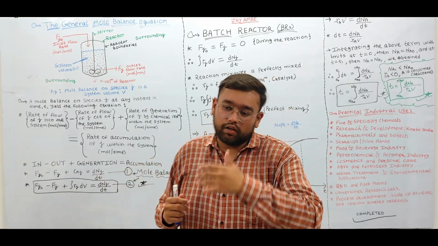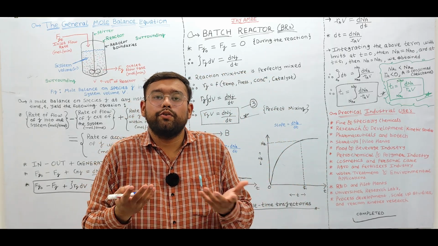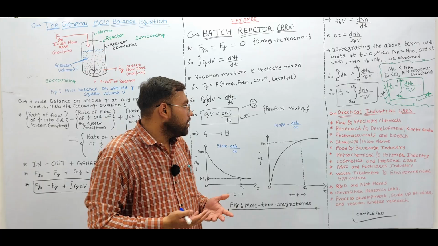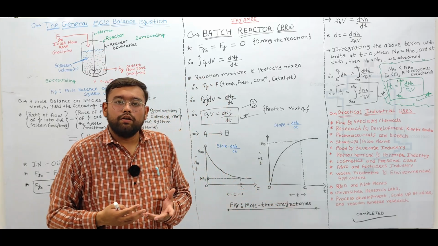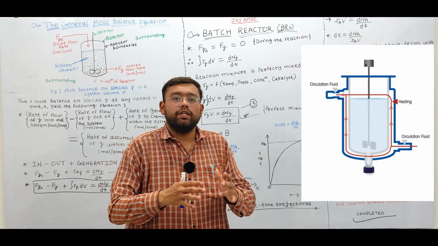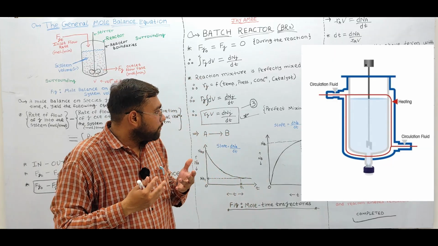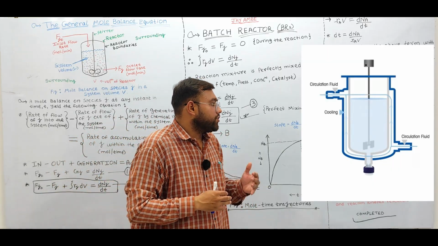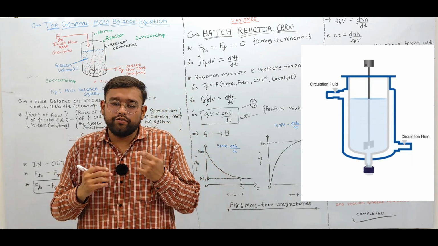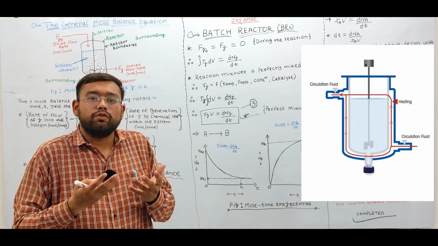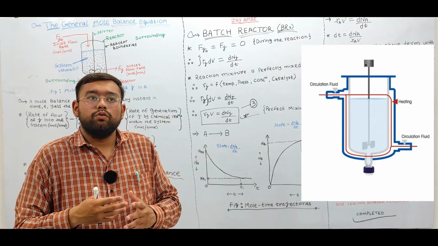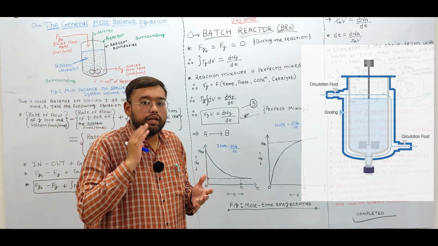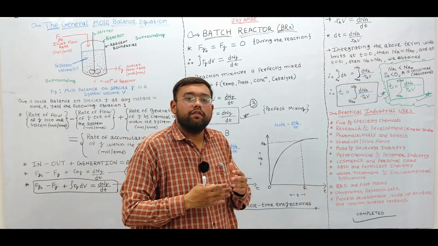So what are the practical industrial uses of batch reactors? Batch reactors are applicable to fine and specialty chemicals. In order to manufacture or synthesize fine chemicals or specialty chemicals, we use batch reactors. In research and development, we use batch reactors for kinetic studies, in order to study reaction kinetics and to generate data on the rate laws and the rate constants.